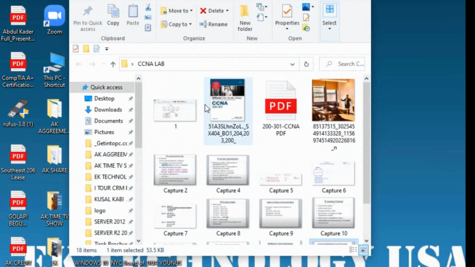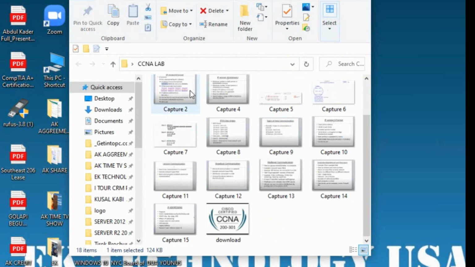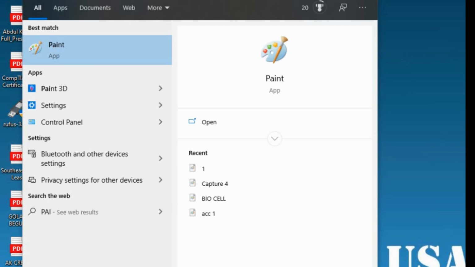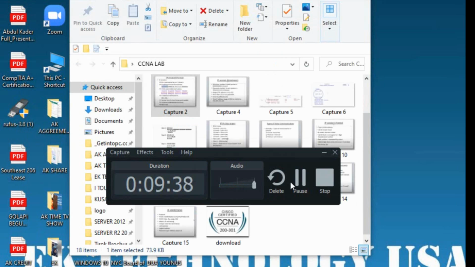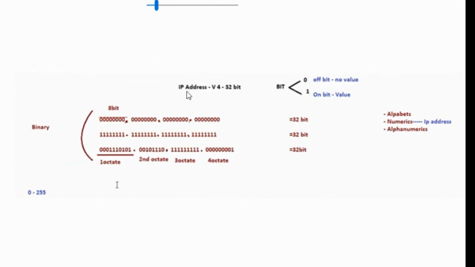Okay, so right now I'm going to go to my CCNA lab that I have already explained to you. My next topic is chapter 2. I was explaining a while ago what IPv4 is, the Internet Protocol address. IPv4 contains 32 bits. Viewer, as you can see on the top, I have written over here IPv4, 32-bit.